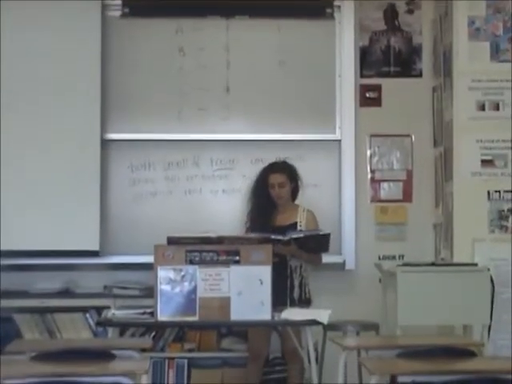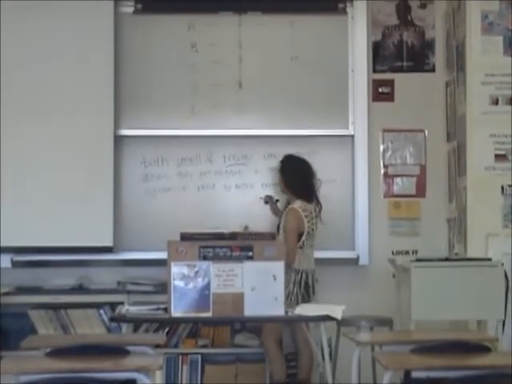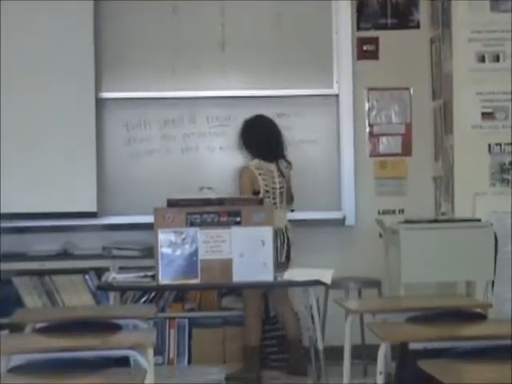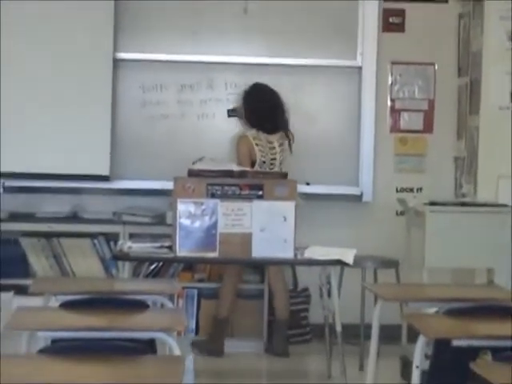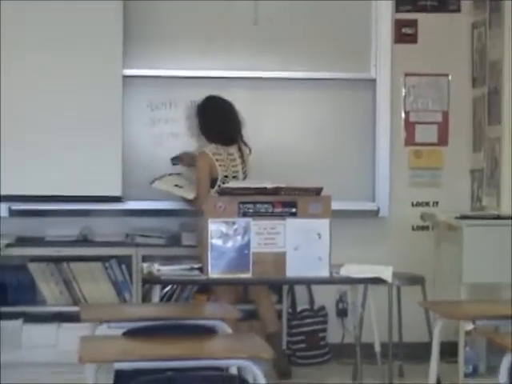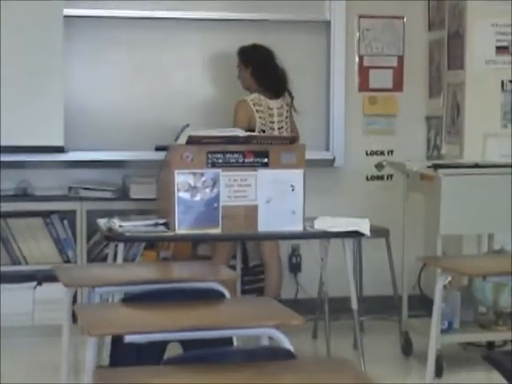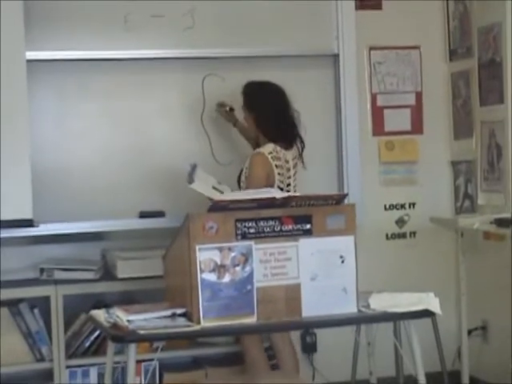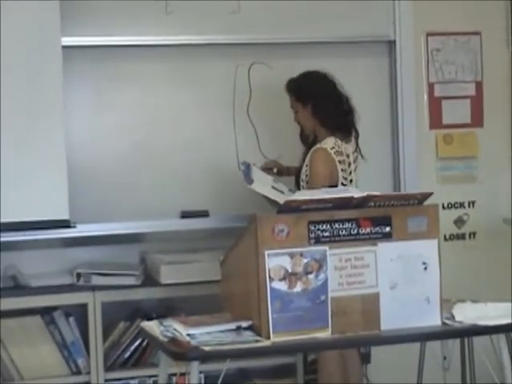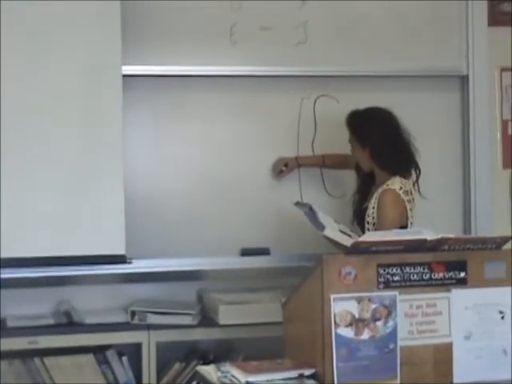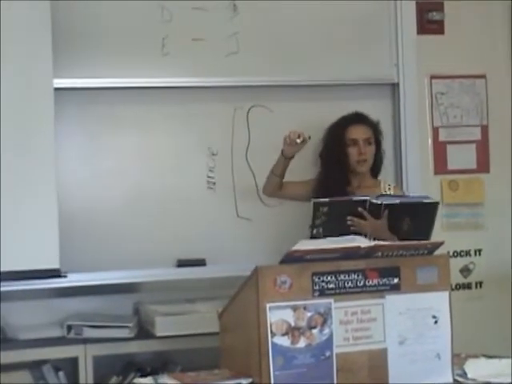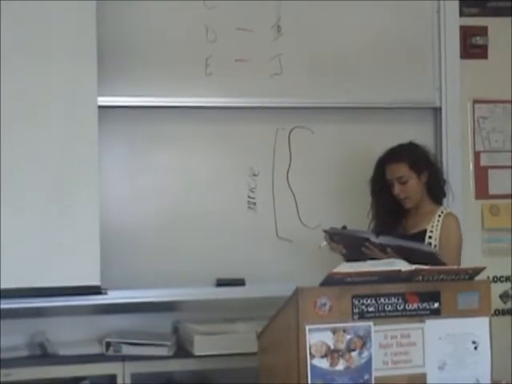Here's a diagram of the ear, just so you can understand it better. This is the outside of your ear, basically, and this is the auricle that Albert was talking about.